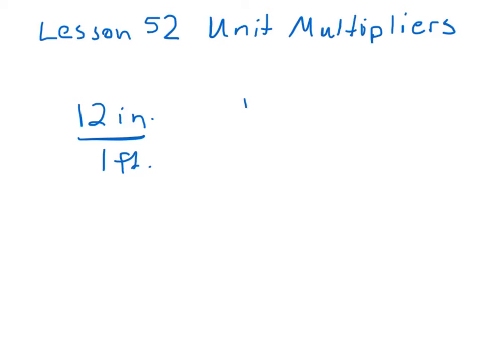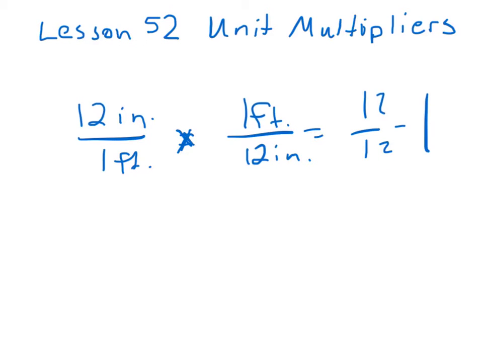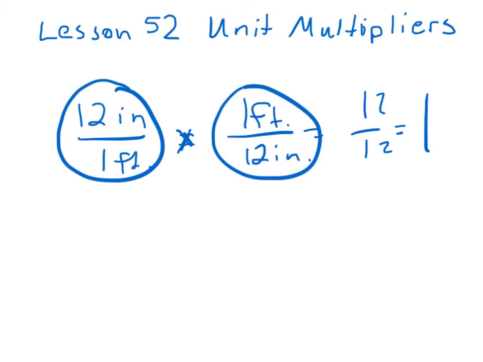And the reciprocal unit multiplier here is 1 foot over 12 inches. Now you notice that if we multiply both of these, they're going to equal 12 over 12, which will equal 1. So unit multipliers are equal to 1 in that way. We determine which unit multiplier we're going to use based on the type of problem that we're using. So we'll see that as we move forward here.